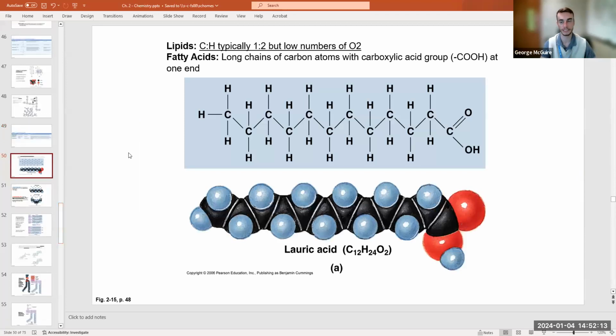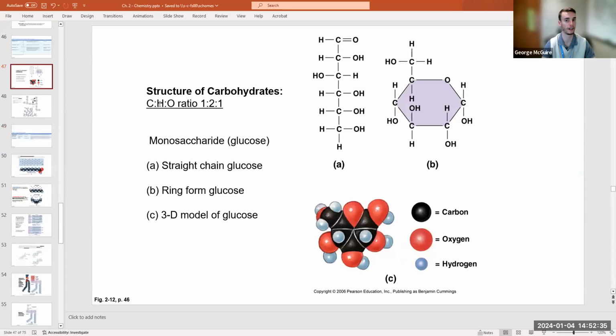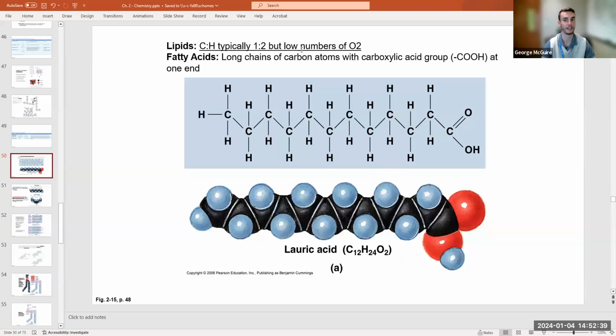So moving on to lipids, very similar to carbohydrates in that we still only have carbon, hydrogen, and oxygen making up these molecules, with the exception of phospholipids, which we'll get to in a second. But lipids are also commonly referred to as fats. They have a carbon to hydrogen ratio of 1 to 2, the same way that carbohydrates did. So our carbon to hydrogen ratio is 1 to 2. However, lipids have a much lower number of oxygen.